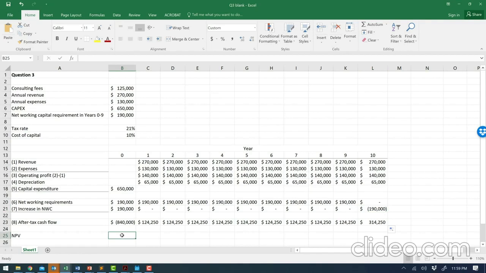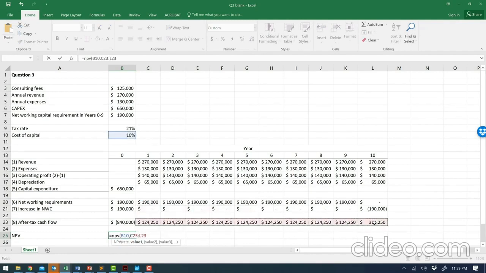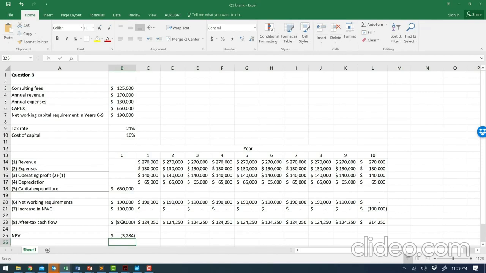As the final step, I will compute the net present value of this restaurant project. I will use the NPV function. I use the cost of capital, cash flows from year 1 through year 10, and I'm adding up the after-tax cash flow in year 0. And the net present value is negative $3,284.